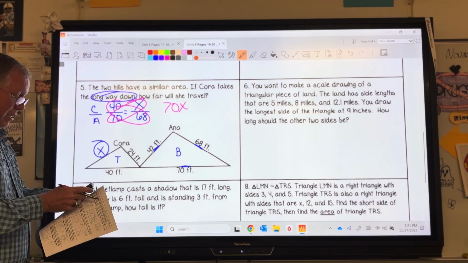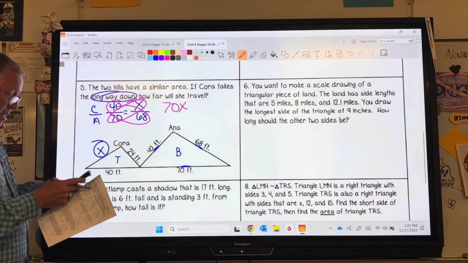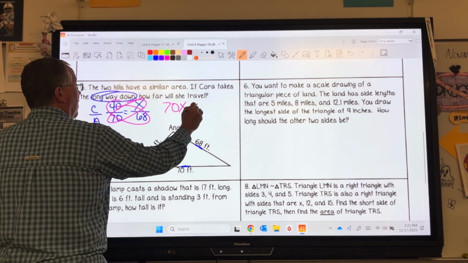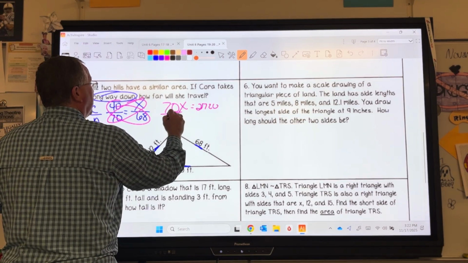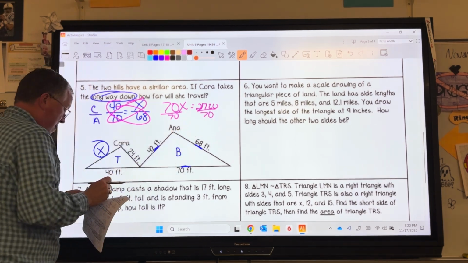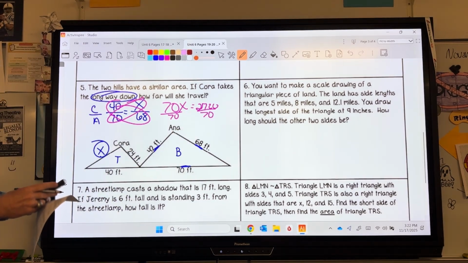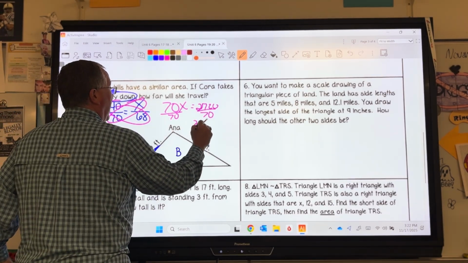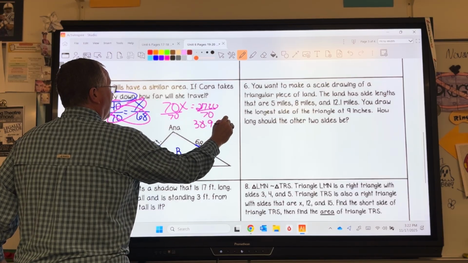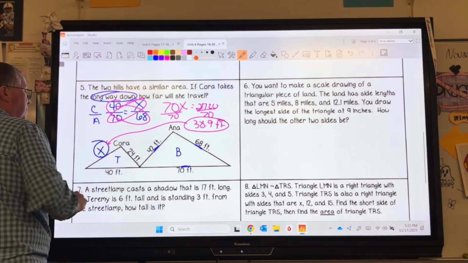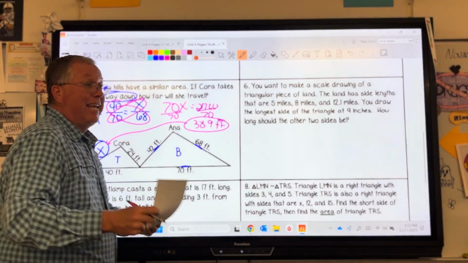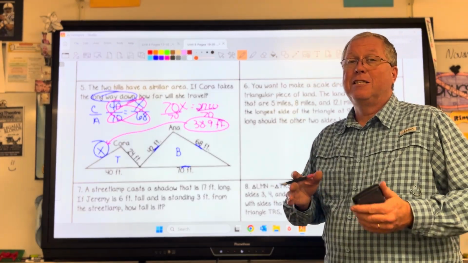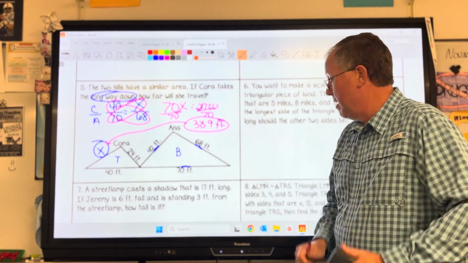I'm going to go clear, and I'm going to go 40 times 68 equals 2720. I'm going to divide by 70, okay? And when I divide that by 70, I get 38.86. So it'll be 38.9 feet. That is going to be Cora's long way down, okay? Again, we have to make sure throughout this whole thing, you are pairing up the sides with the correct sides, okay? All right, I'm gonna stop there.